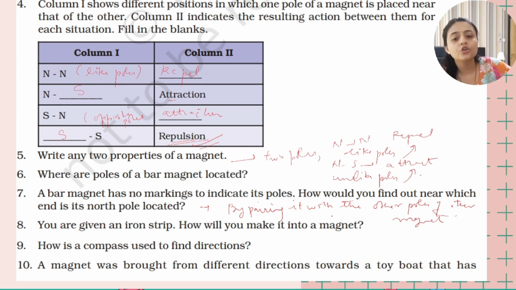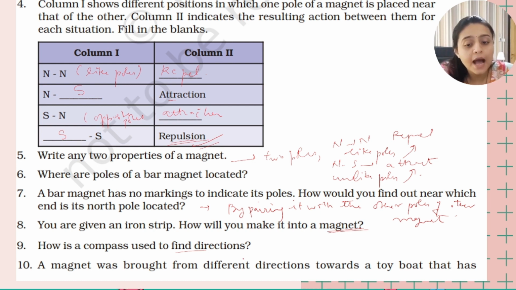You are given an iron strip. How will you make it into a magnet? By rubbing it with the magnet. How is a compass used to find the directions? I have already told you how it is going to give you the proper directions.